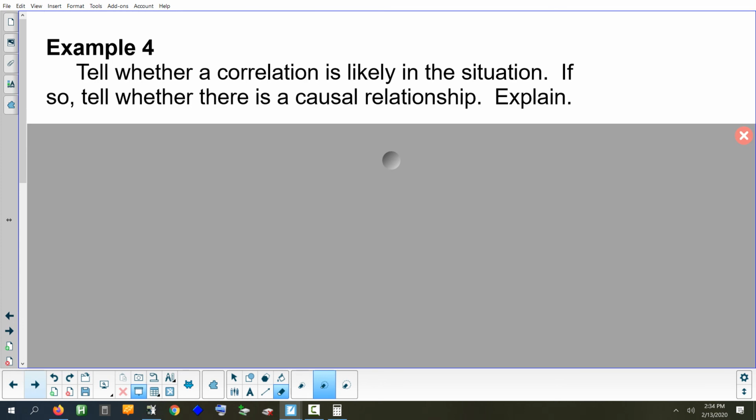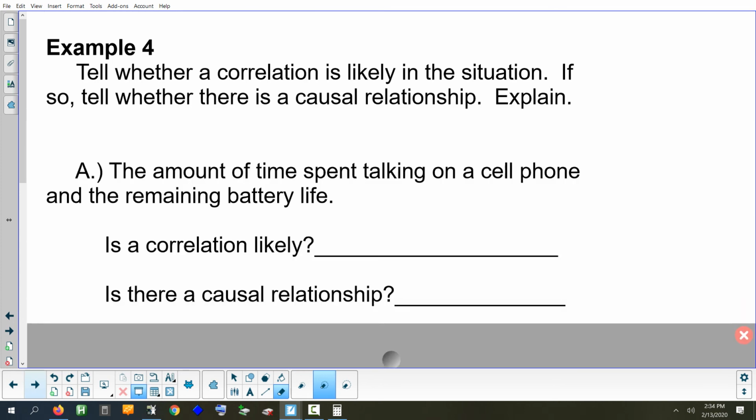Right? But there is probably a correlation. Right, let's look at another one. Here you just have to write yes or no. The amount of time you talk on a cell phone and the amount of battery life that's left. Do you think there's a connection? Yes. So that's a correlation. There's probably a connection between how long you talk and how much battery life is left.